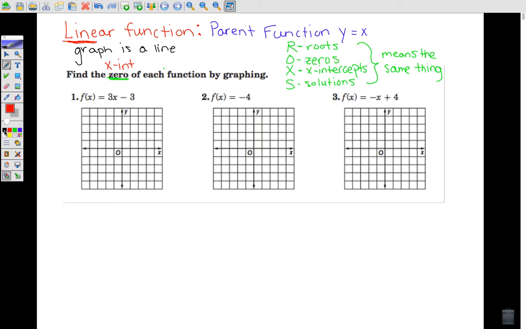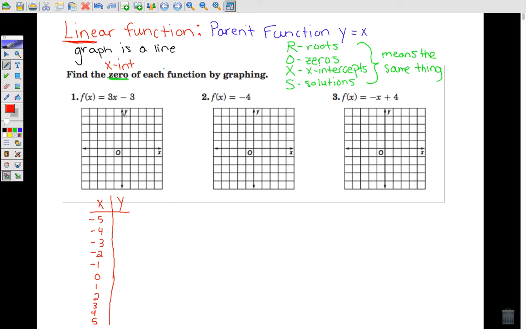So this is how we're going to do it. I'm going to do this below. We're going to make an XY table. And I'm going to look on my graph. My x's, my domain goes from -5 all the way to 5. So I'm going to go from -5 to +5.